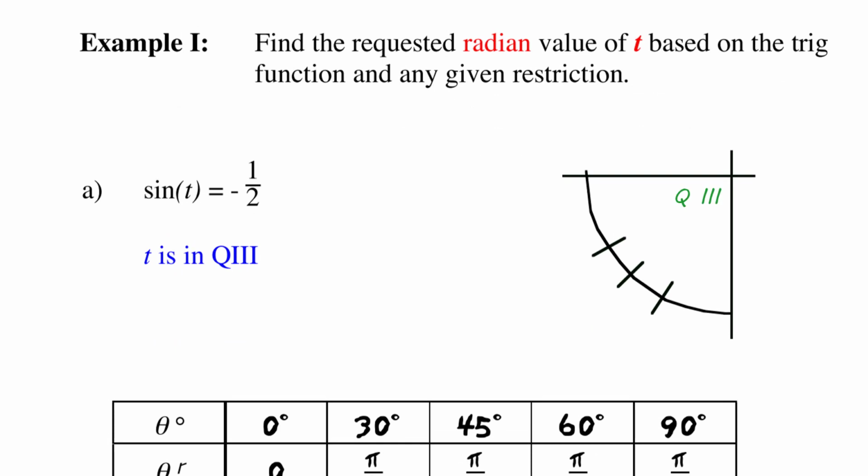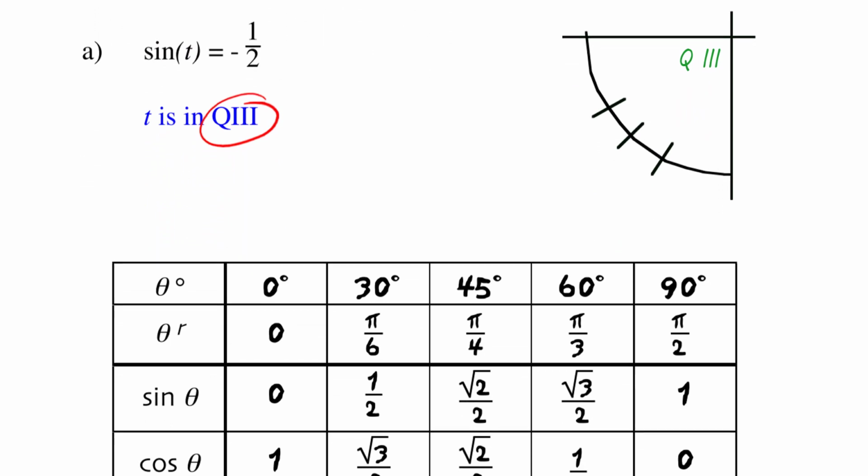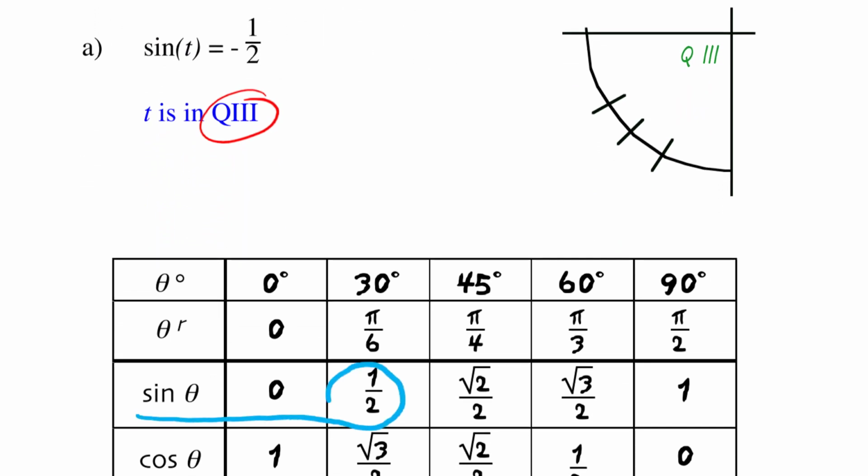All right, in this next example, we are in quadrant 3, and the sine is negative, negative 1/2. Well, that's easy to find on our unit circle chart. Sine is 1/2 at pi over 6. However, in quadrant 3, that's 7 pi over 6. So t equals 7 pi over 6.